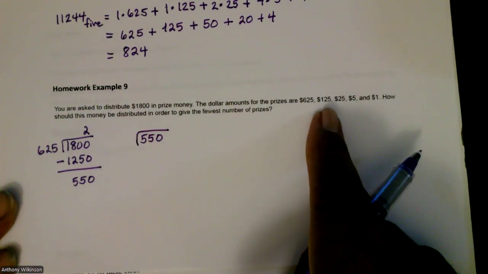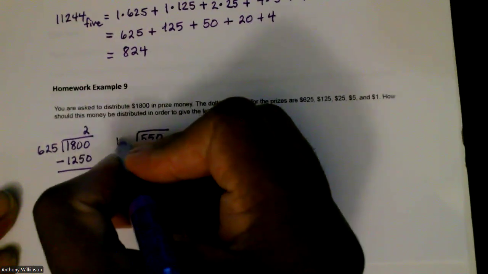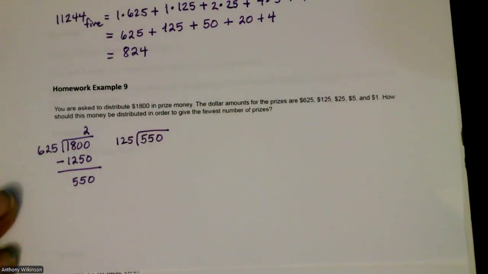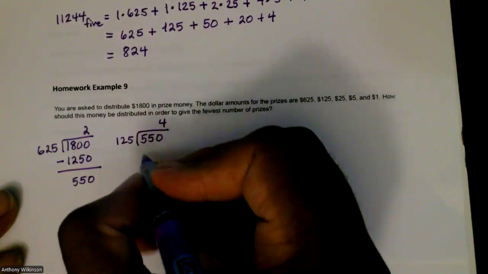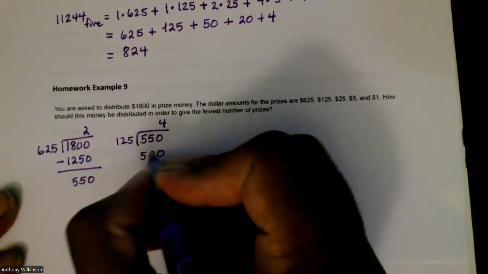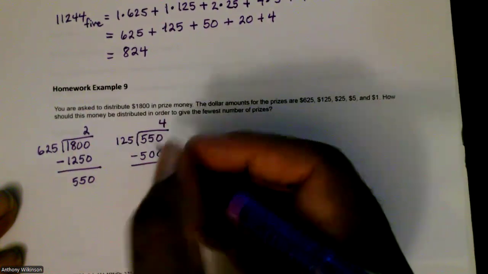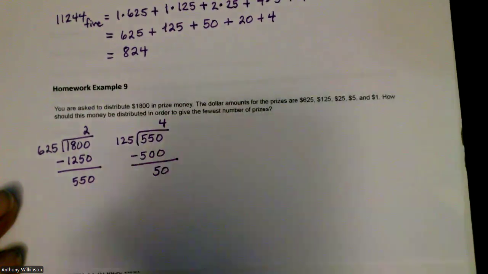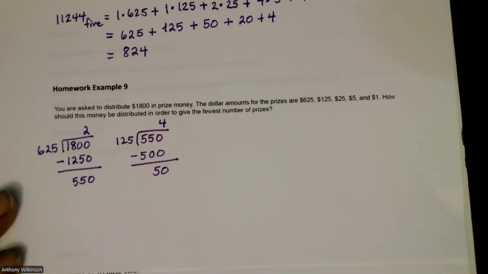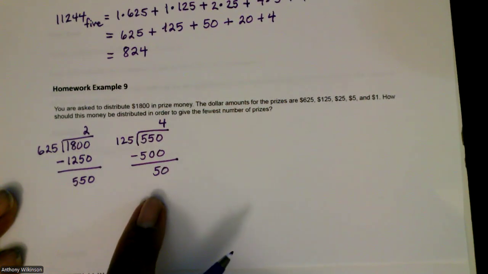From 625 now down to 125. So 550 will be divided by 125. Let's see, 125 goes into 550, in this case, 4 times. So 4 times 125 would be 500. And if I subtract 500 from 550, that will leave me with 50. So that means I can give out 4 $125 prizes. But I've got $50 left over for the others.